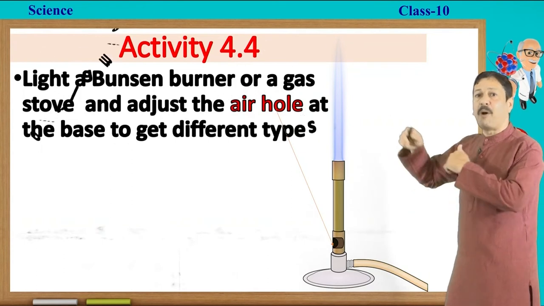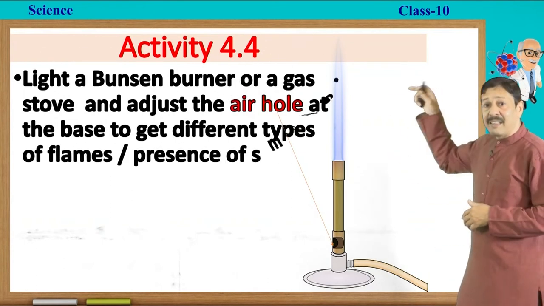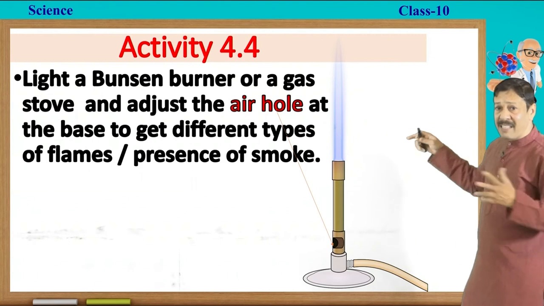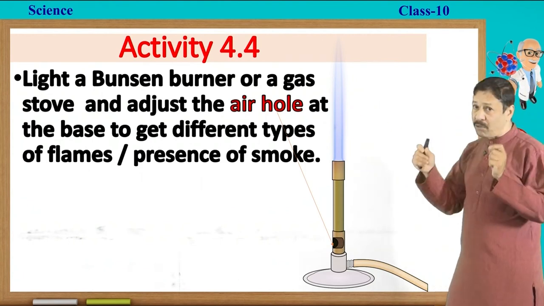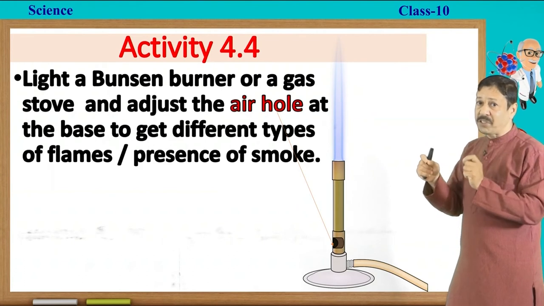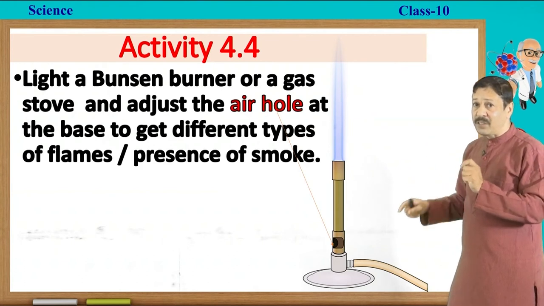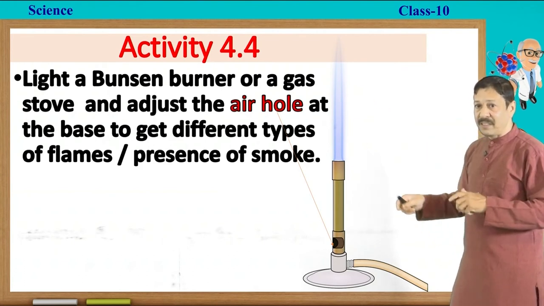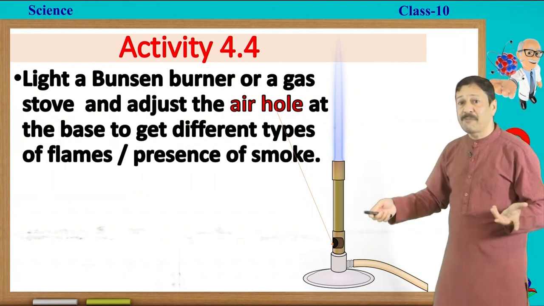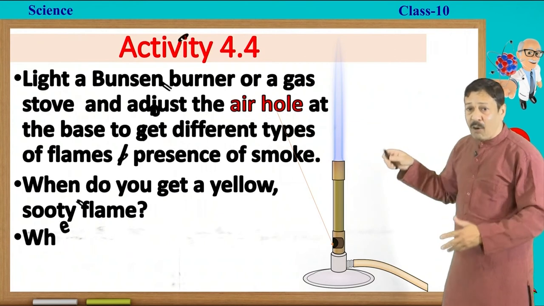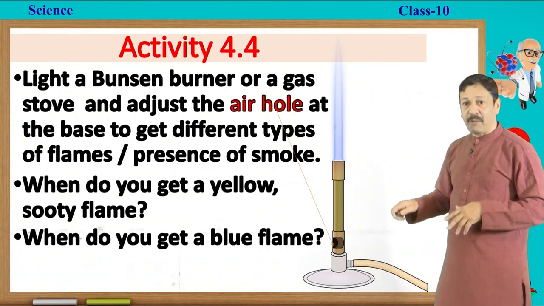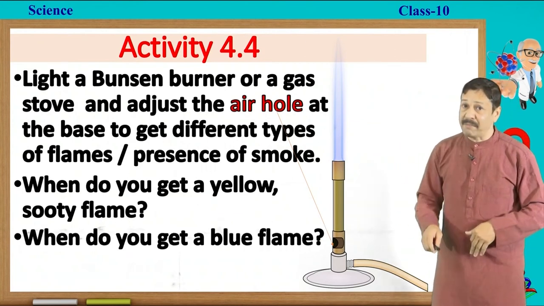Now let us perform another activity. Light a Bunsen burner or a gas stove and adjust the air hole at the base to allow a little bit of oxygen or air through that hole. Then you will see different colored flames. So when do you get a yellow or sooty flame? When do you get a blue flame?